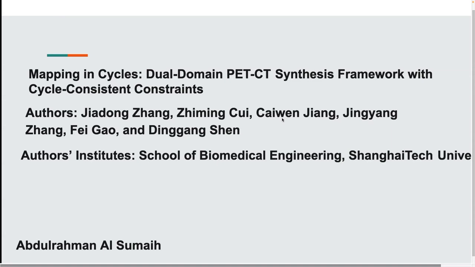Today, I'm going to present "Mapping in Cycles: Dual-Domain PET-CT Synthesis Framework with Cycle Consistent Constraints." These are the authors for this paper, and the institution is the School of Biomedical Engineering, ShanghaiTech University.